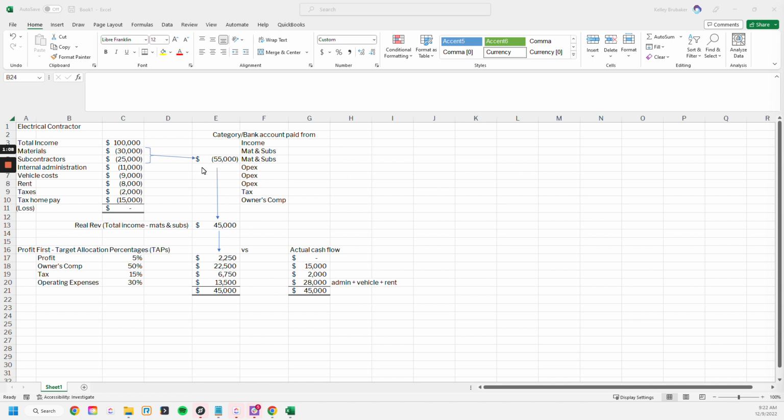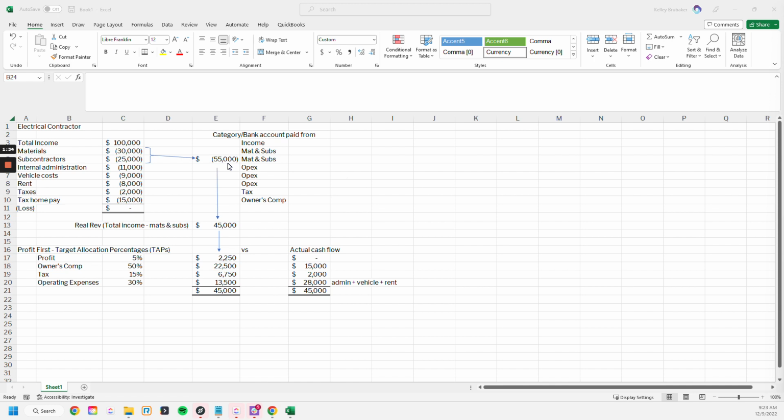So when deposits come in, they would go into the income account, and on the 10th and the 25th, 55% of the income needs to be allocated to a dedicated bank account for materials and subcontractors. The remaining 45% of total income would then be allocated to the Profit First accounts.